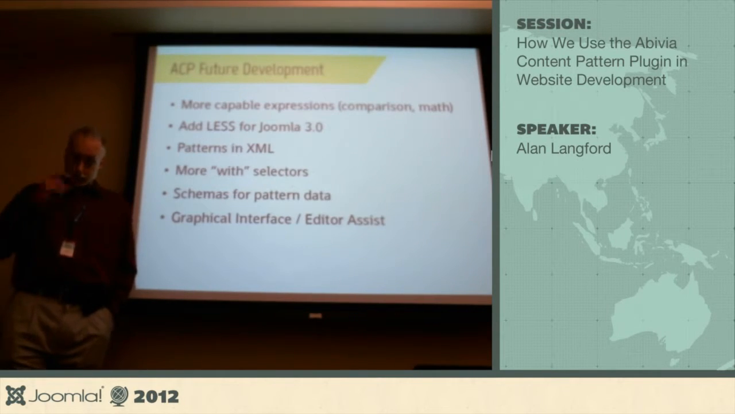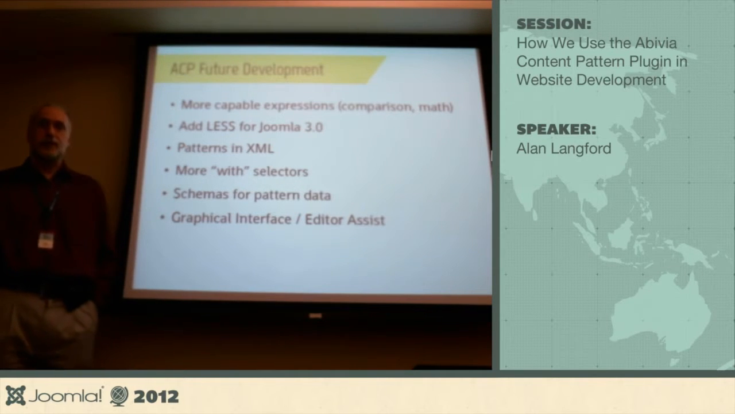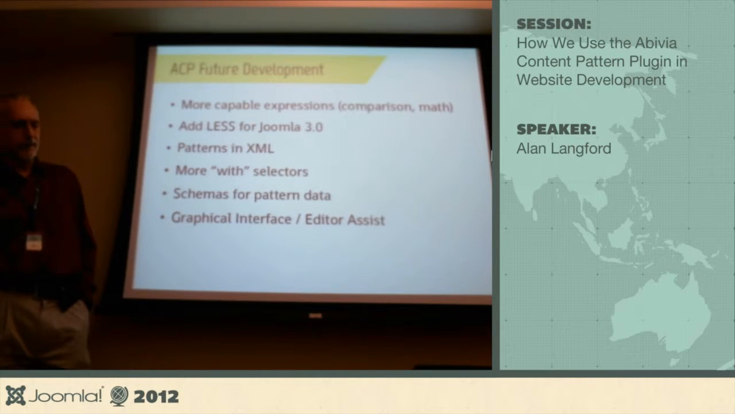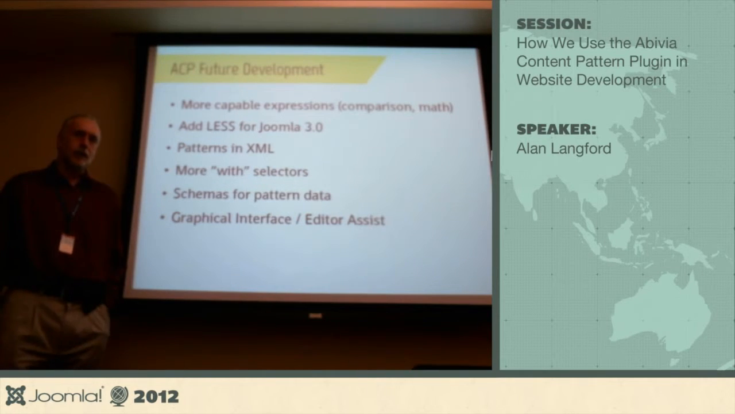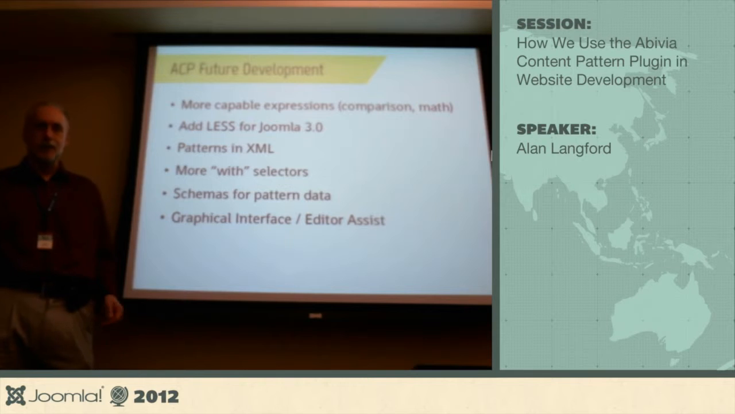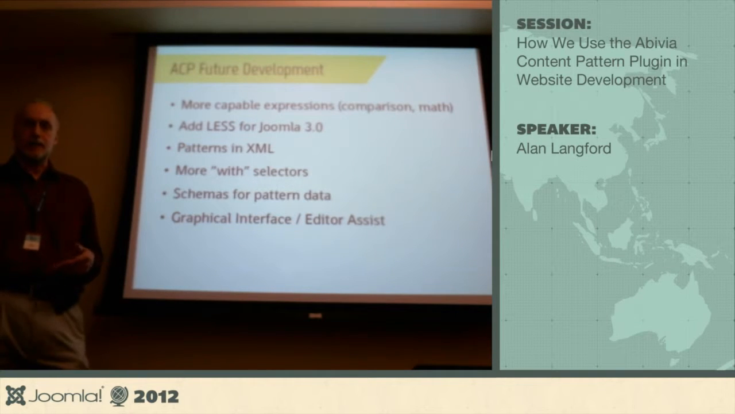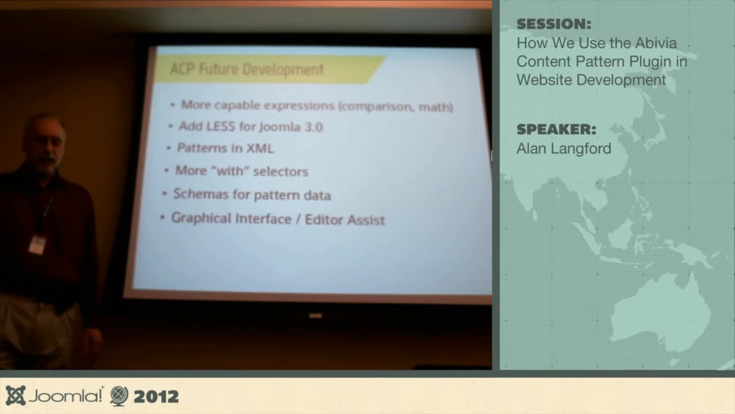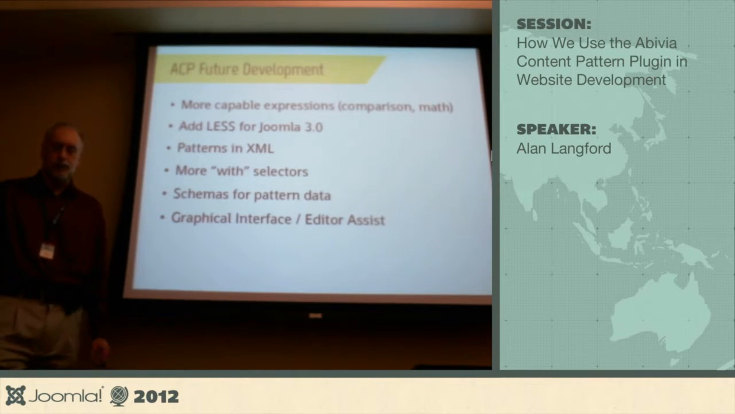In the future, we're going to be adding more capable expressions to the ifs, so we can test for more than just 1 and 0. We're going to make it so that we can inject less as well. So on the responsive side, make it so that we can inject more than just straight CSS. We want access to the template variables so that we can generate things that are consistent. Thinking about putting the patterns into XML just because it'll be quicker to parse. Not entirely sure about that.